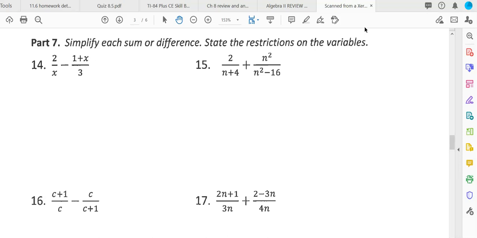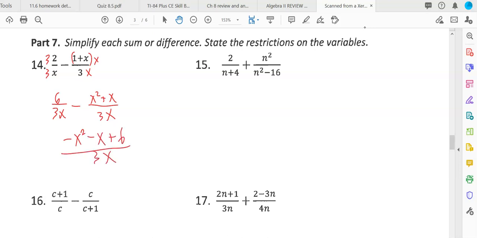Identify the sum, so I need to add these up. So multiply this by x, multiply this by 3. Let's get 6 over 3x minus x squared plus x over 3x. So I get negative x squared, minus x plus 6 all over 3x. And I am wondering if that factors, but even if it does, it's not going to cancel with 3x, so probably done at that point.